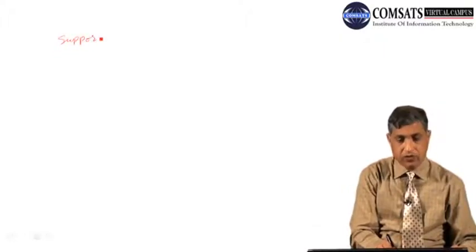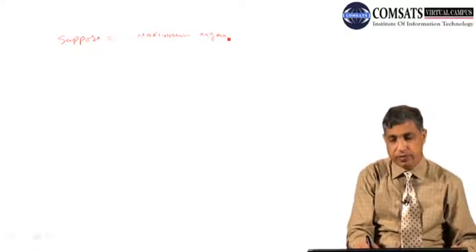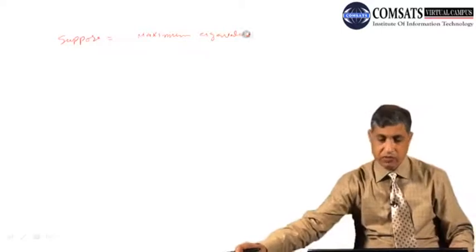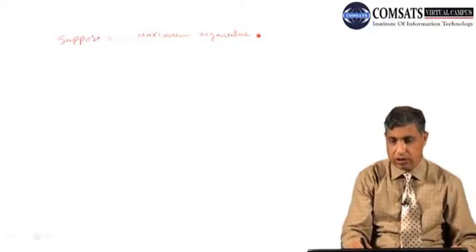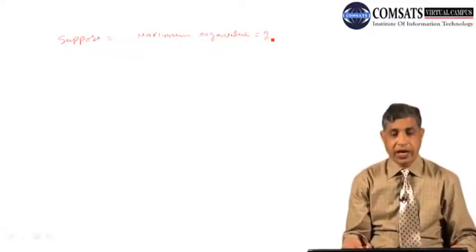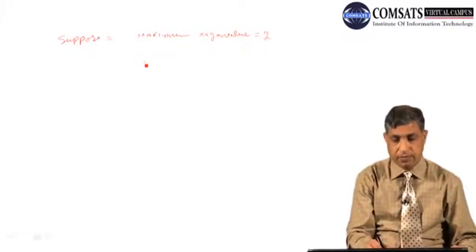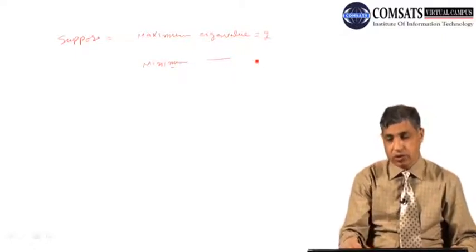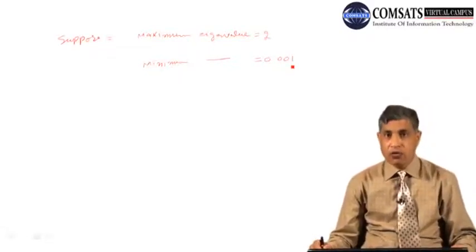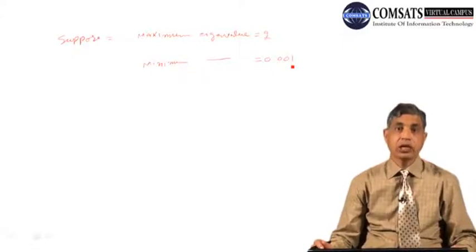For example, suppose the maximum eigenvalue is equal to 2, and we say that the minimum eigenvalue is equal to 0.001. Now we want to see whether there is multicollinearity.